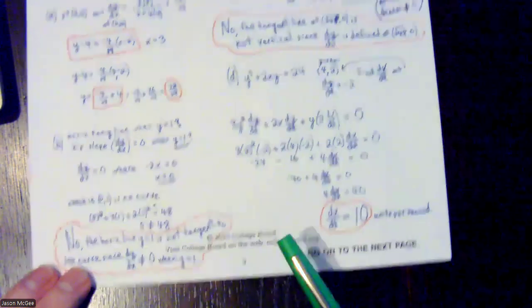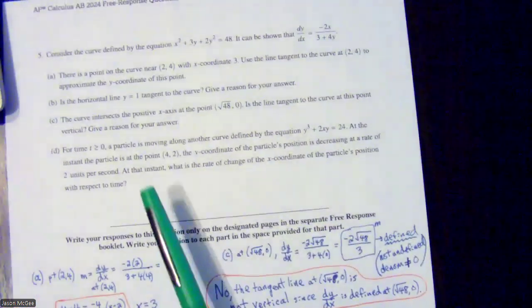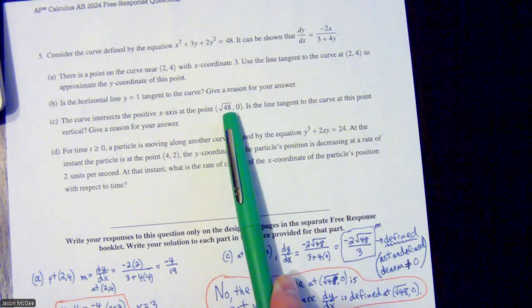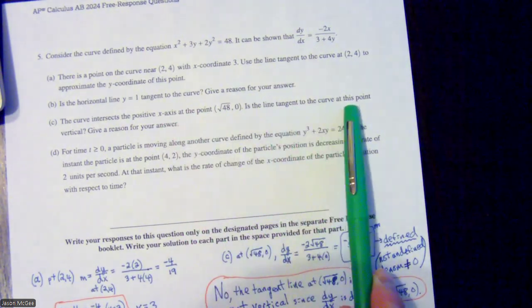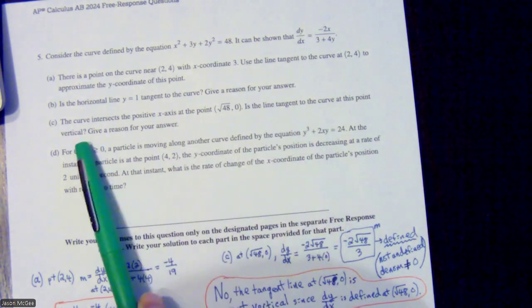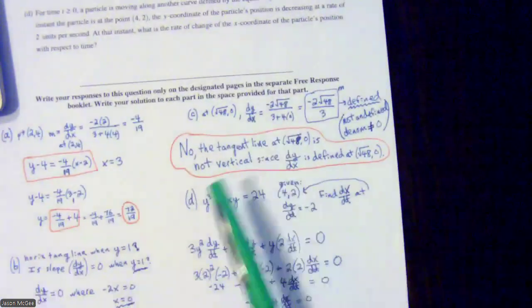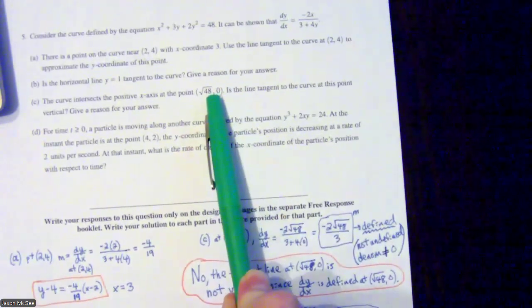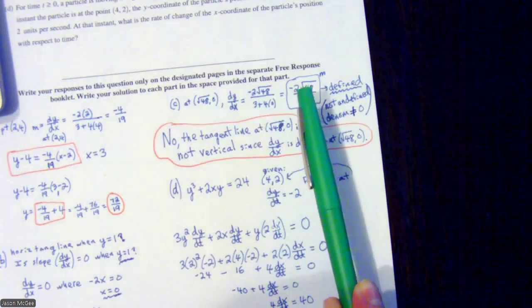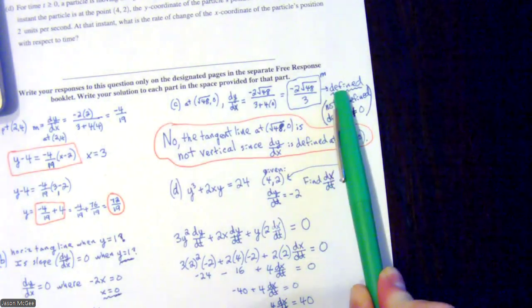So there you go. Letter C is asking, at a point, is the line tangent to the curve at this point vertical? All right, so a vertical tangent. I just took this point and plugged it into the derivative and I got this. And that means it was defined.